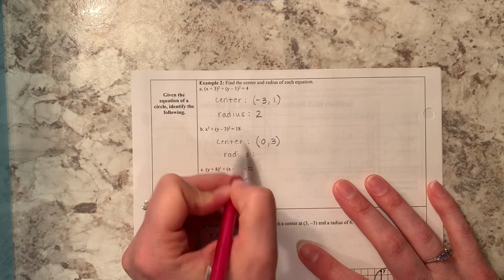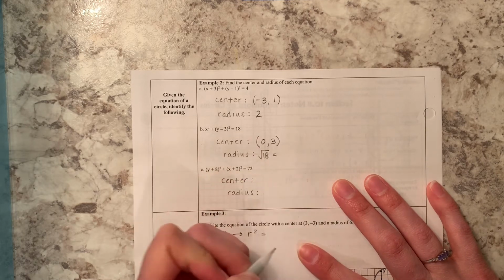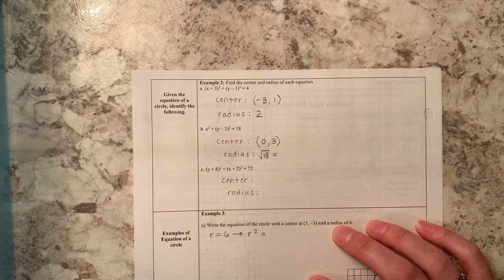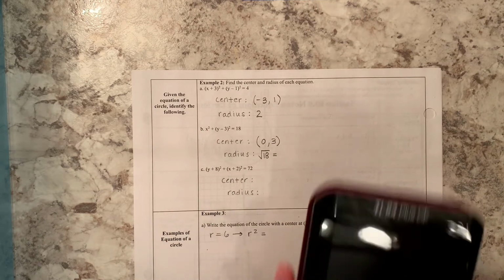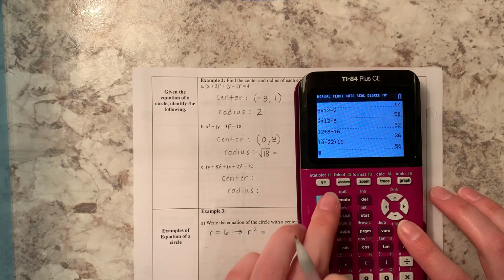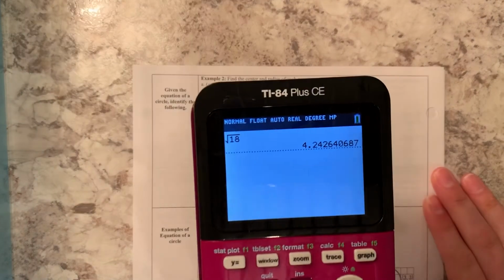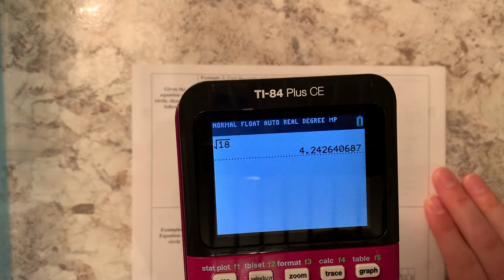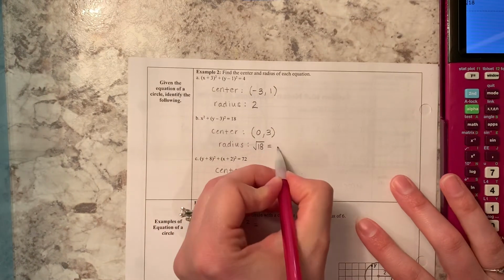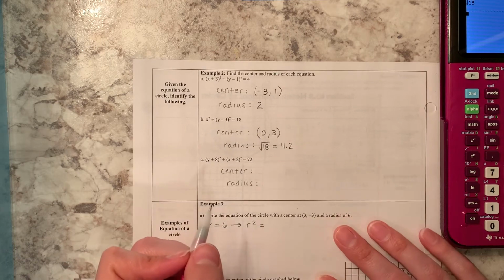Now my radius is the square root of 18. We don't really need to break this down in algebra. A lot of times we like to break down the radicals, but because we would potentially have to graph this, we want to make sure that we know a decimal value of the square root of 18. So we're going to use, let's say, 4.2 as the radius, okay, square root of 18.